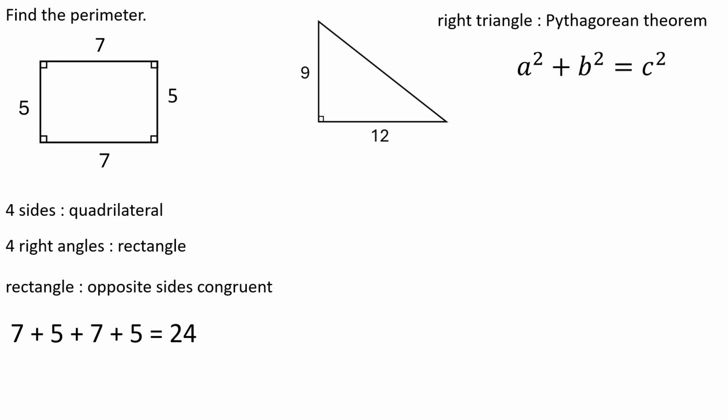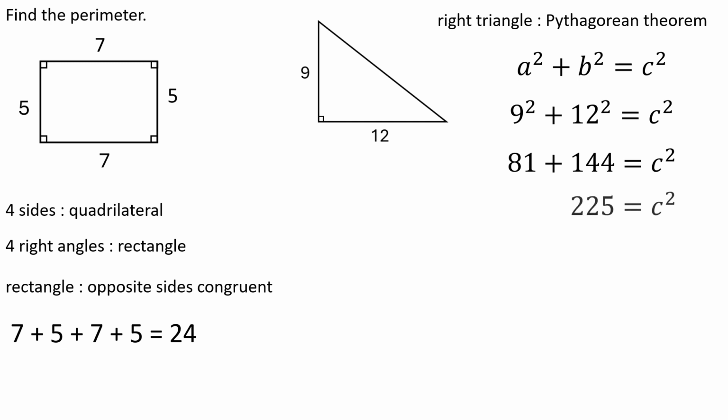Either way, you start out with a squared plus b squared equals c squared. Plug in the numbers you know. A and b are interchangeable. C must be the hypotenuse. The longest side has to be c. 9 times 9, of course, is 81. 12 times 12, 144. Add those numbers together, you get 225.